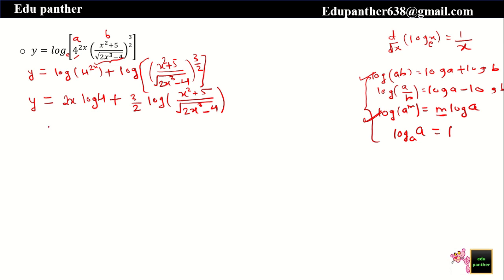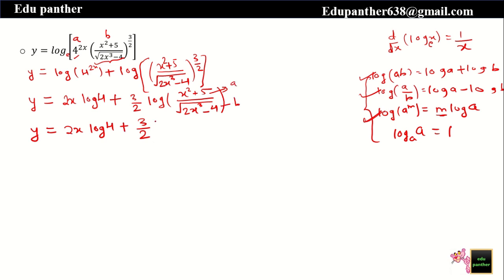Next, again check for further simplification if possible. Your first term cannot be simplified, so write it as it is, 2x times log of 4 plus 3 by 2. Now the second term is in the form log of a over b, so here we can use the second formula. Log of a over b is log a minus log b. So this term is your a and this is b.